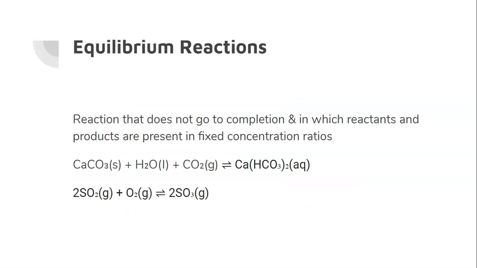Okay? So reactions that don't go to completion and in which reactants and products are present in fixed concentration rates, those are equilibrium reactions. And you can kind of see that here. We have calcium carbonate and water and carbon dioxide making calcium hydrogen carbonate. But that calcium hydrogen carbonate is breaking down to make those reactants again. And the same thing with sulfur dioxide and oxygen becoming sulfur trioxide, and then that sulfur trioxide breaking back down.